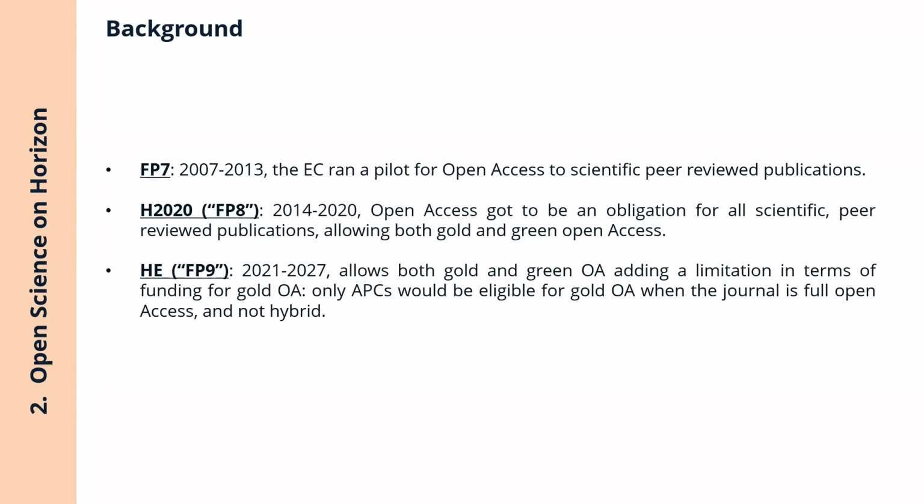Then in Horizon 2020, open access to scientific peer-reviewed publications became mandatory, and you could choose either gold or green open access. It is the case of the Preserve project, okay, which is a Horizon 2020 project. But in Horizon 2020, the open science requirements were extended. And now, for example, in Horizon Europe, you can only get the APCs funded if the journal where you have published is full open access and not hybrid.